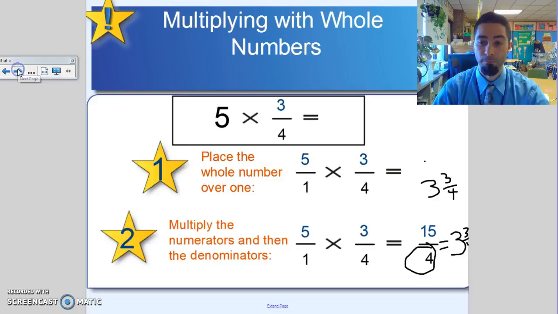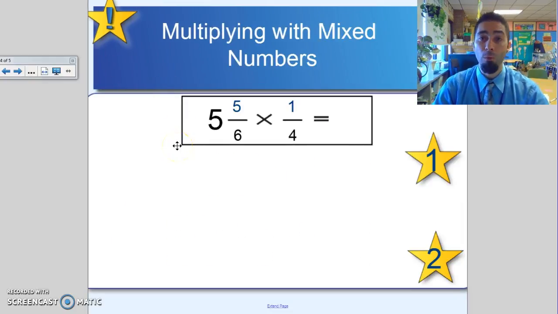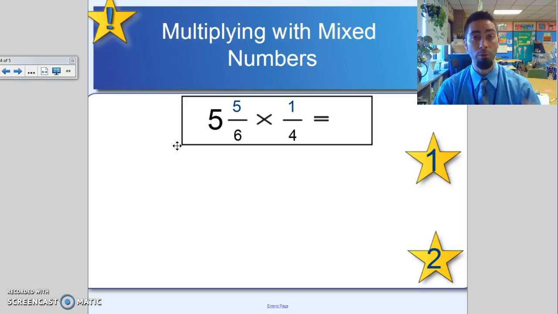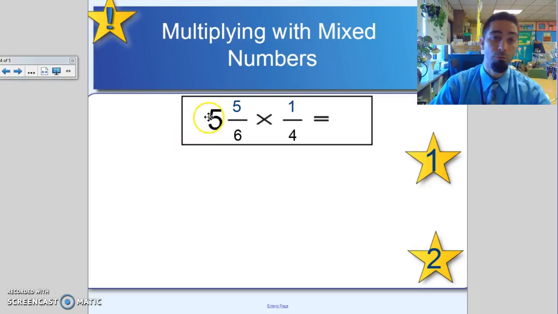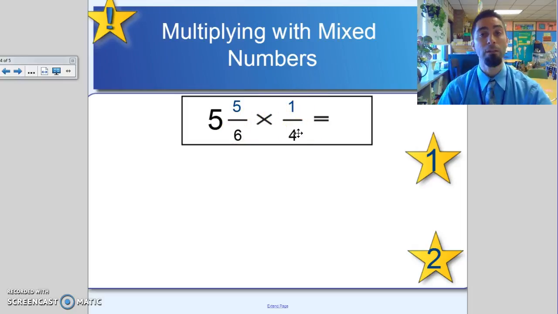Next one. Multiplying with mixed numbers. Now, multiplying with mixed numbers gets a little bit more complicated than just multiplying by a fraction and multiplying by a whole. Now you got both the fraction and the whole in the problem, as well as another fraction. So 5 5/6 times 1/4. Well, we can't just throw the whole number over 1 and then multiply again. This time we actually use our understanding of mixed to improper, and then we can multiply.